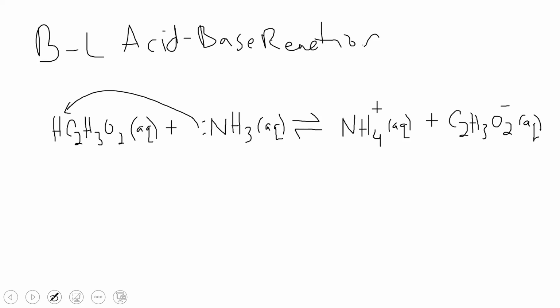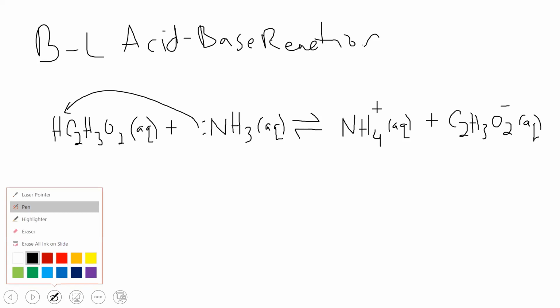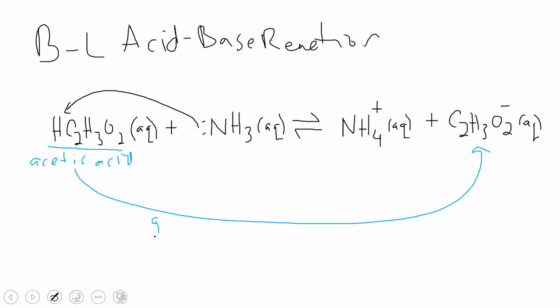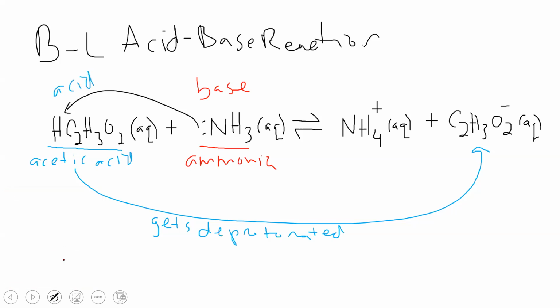Okay, so on the reactant side of this equation, we have this acetic acid. And that acetic acid gets deprotonated. It loses its proton to become acetate. You also have the ammonia, which is your base. So I'll label these for you: base and acid. And the ammonia, that base, gets protonated. It gains a proton there.